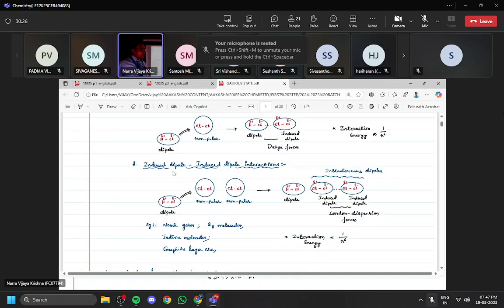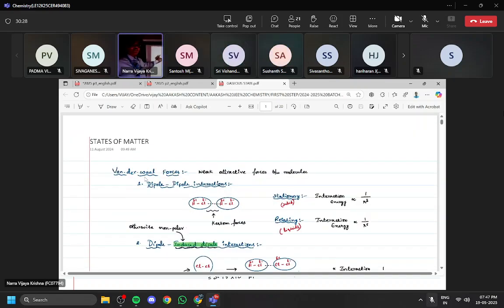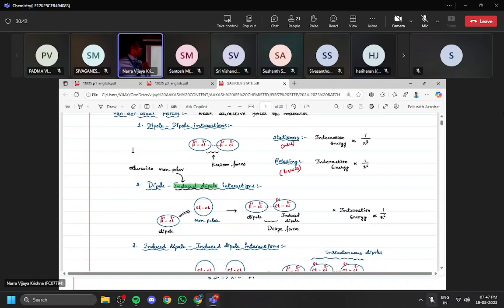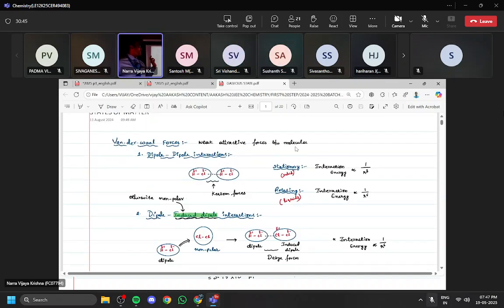Now, see the beginning of this chapter. States of matter chapter. For 11th of August 2024, 9:49 AM, Sunday weekend batch I have started. Topic, van der Waals forces. Weak attractive forces between molecules. Dipole-dipole interactions. If they are stationary, 2 dipoles, between them, we call that forces as Keeson forces.